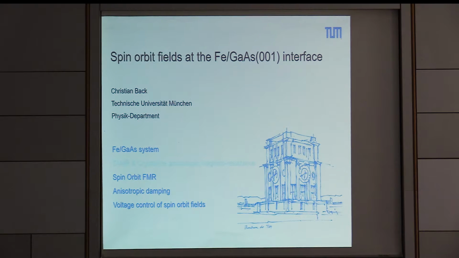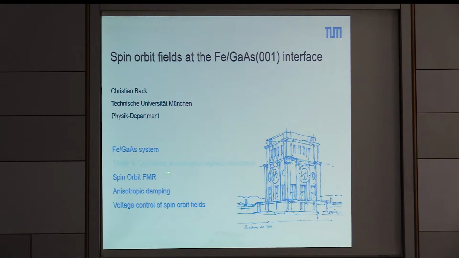So I will talk about a system that we have studied for quite some time. And I always thought, how many years can you study exactly the same system? But we recently made a lot of progress in designing the interfaces. And we discovered some new effects that I will talk about.